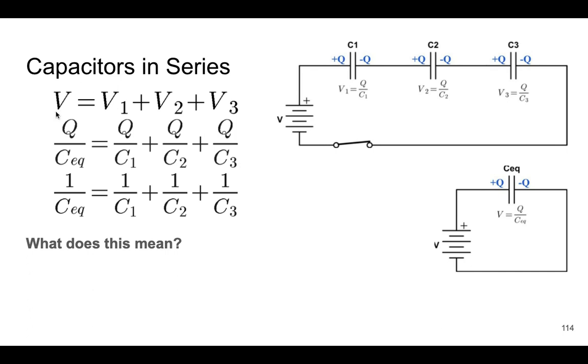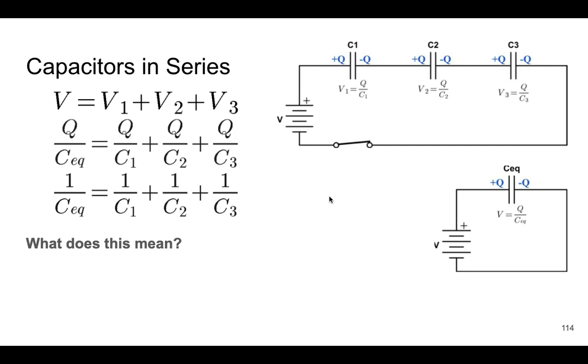So here's what we can get from KVL, and then we sub in this idea, Q equals VC, so V equals Q over C. And then you just divide everything by Q, and you're left with this. So we end up with this formula for the equivalent capacitance of 3 capacitors in series.